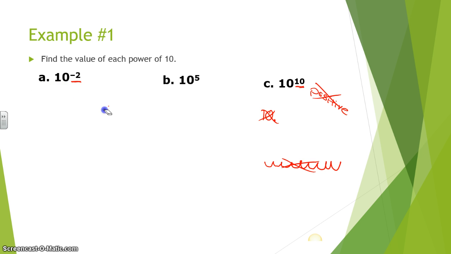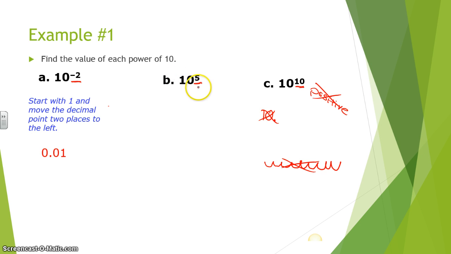And in the notes you will see that. So it says start with 1, move the decimal point 2 places to the left. You just saw that I did that. And you get your final answer of 0.01, or 1/100th. Our next example B, we have 10 to the 5th.